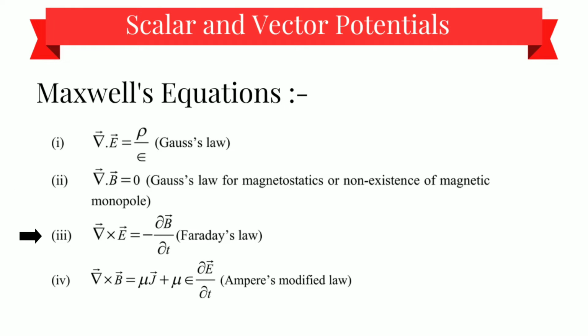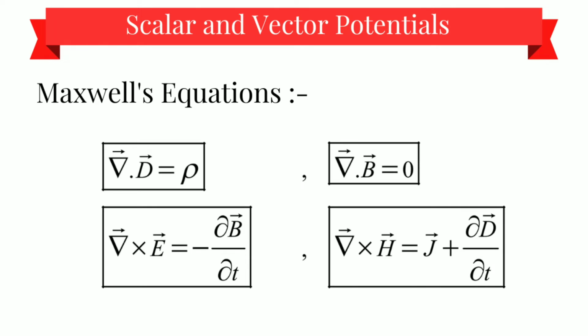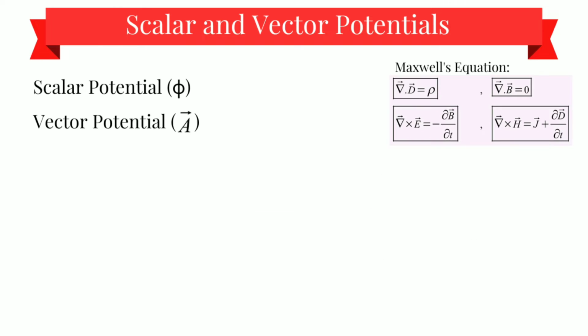The third one is del cross E is equal to minus ∂B/∂t, which is Faraday's law. Fourth one is del cross H is equal to J plus ∂D/∂t, which is Ampere's modified law. So these were Maxwell's equations. Now moving to the main topic, that is scalar and vector potential.